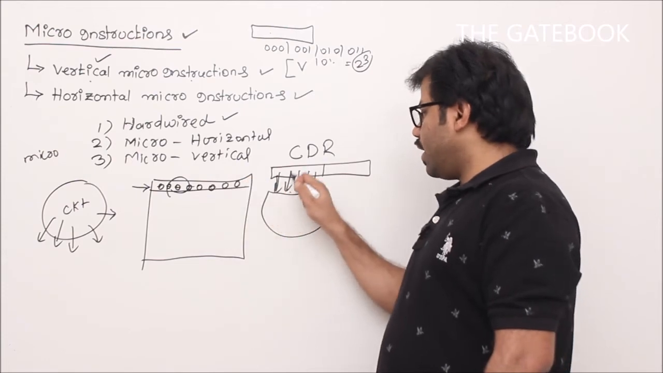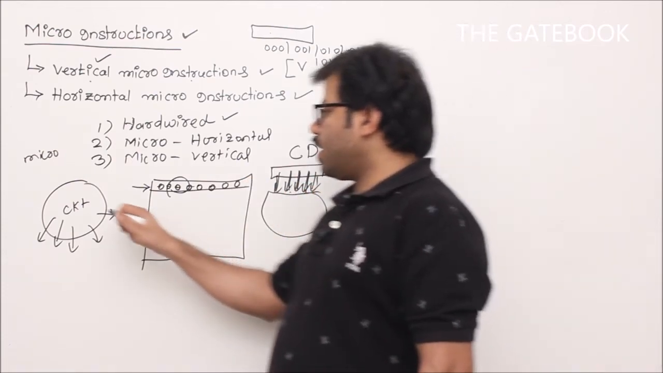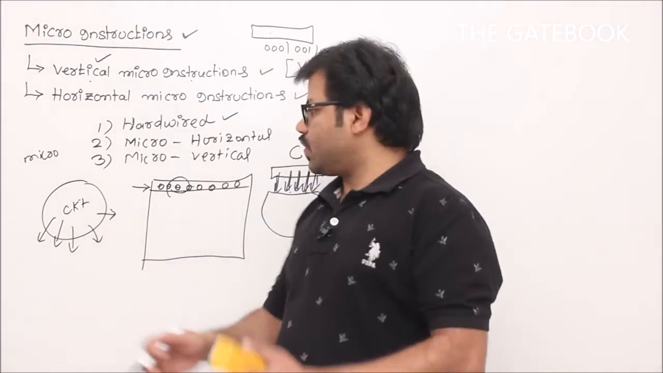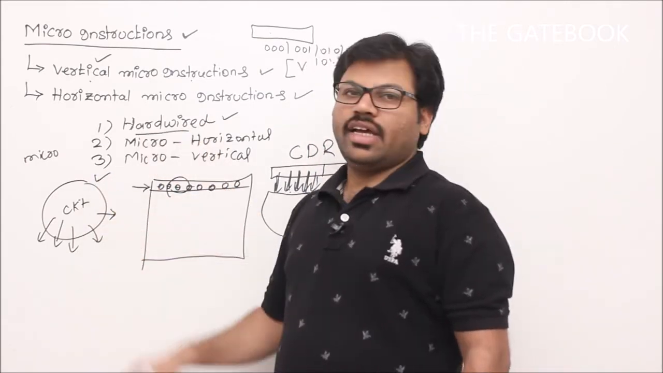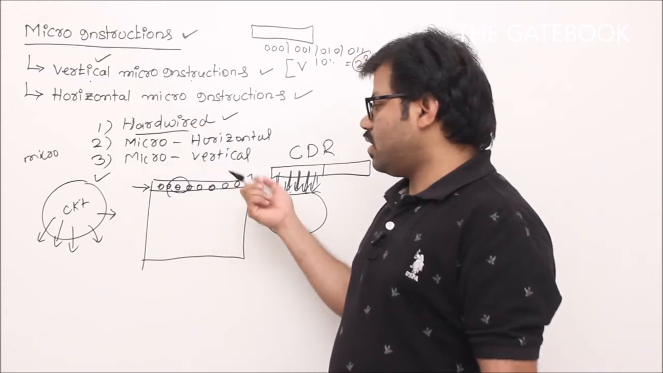After that we have to generate the signals, but here the circuit itself is generating the signal. That's why the hardwired control unit will be faster than horizontal, otherwise microprogramming.